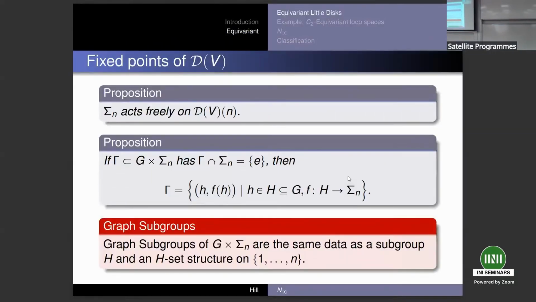So I want to play that game now here on my little disks in V. And the first thing I noticed is the symmetric group acts freely on the little disks. That's because when I think about it in the configuration space model, the ordering is part of the data. So if I chose a different ordering, that's a different configuration.